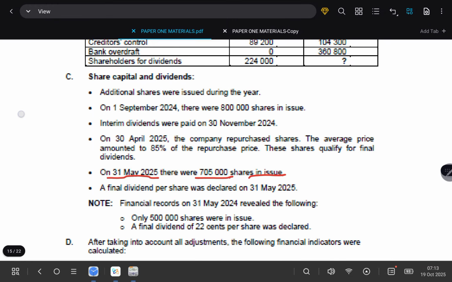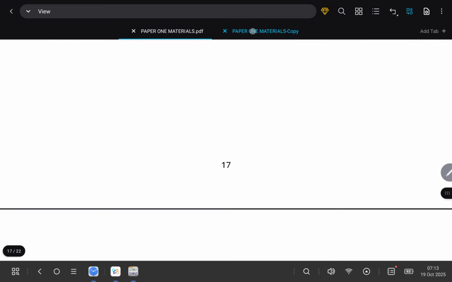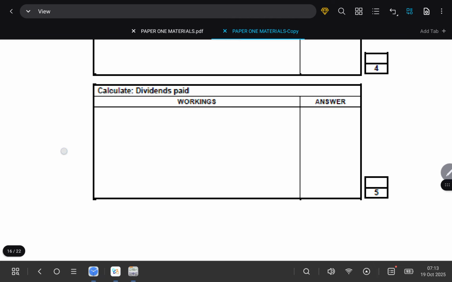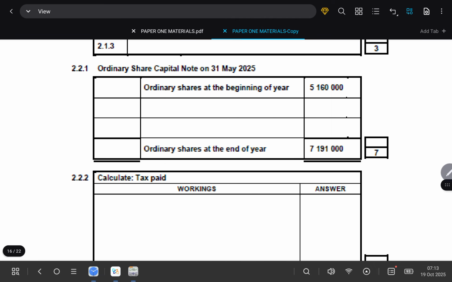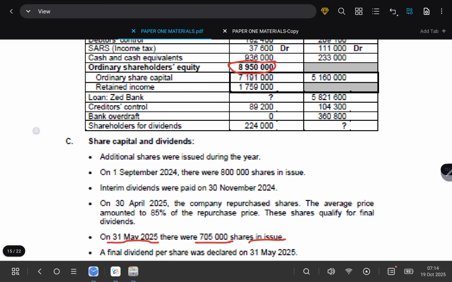But I suggest that we go and work out the ordinary share capital first, so that we are sure with what we have said. Okay, so let's go back to that part of the question. We are going to come back here. We will finish with that one. Now, remember, they told us that at the end of the year, we have 705,000 shares, right?